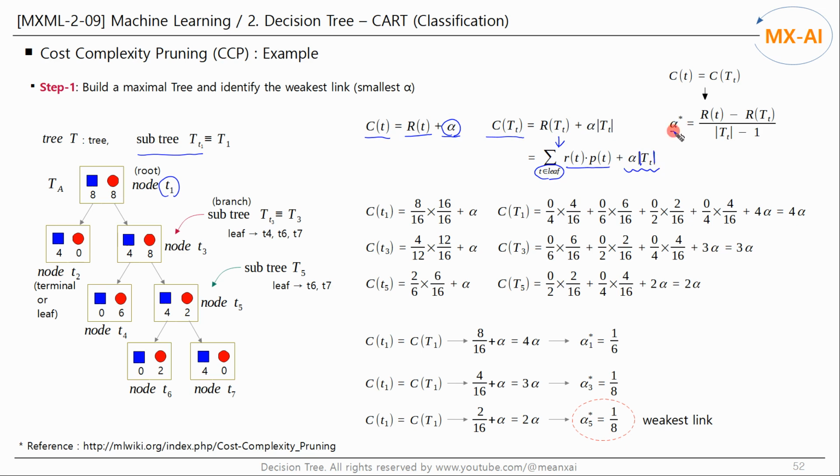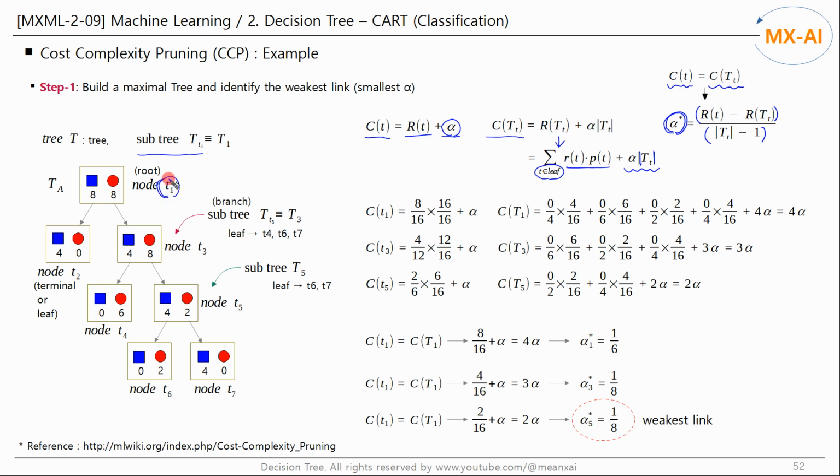We also define a value called alpha star. This is the value of alpha at which the cost of keeping a node as is equals the cost of expanding it into a subtree. Think of it as a measure of split efficiency. How much do we gain from this split relative to the complexity it adds? Since we already covered these formulas in detail in the previous video, let's focus here on how to put them to use.